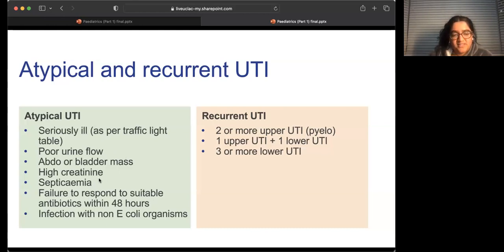And then these signs, so obviously septicemia, you'd be worried about sepsis. And then failure to respond to treatment within 48 hours, infection with non-E. coli organisms.